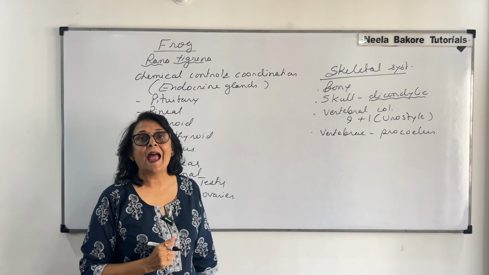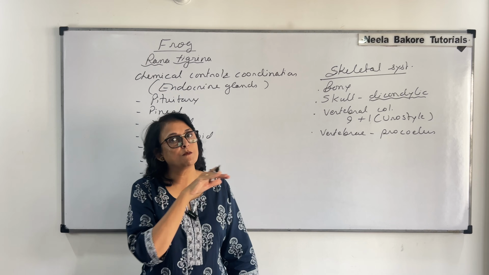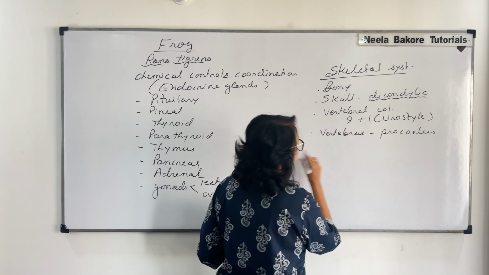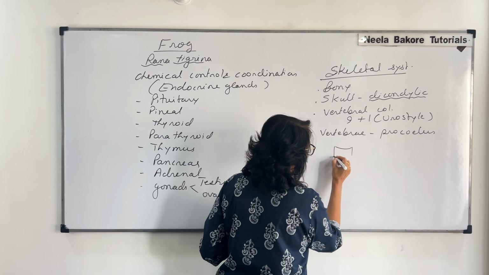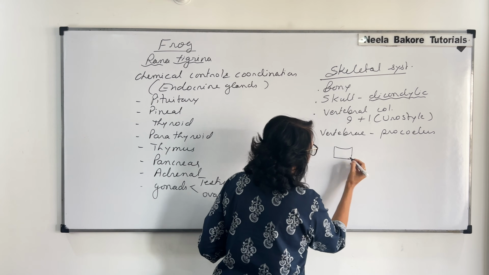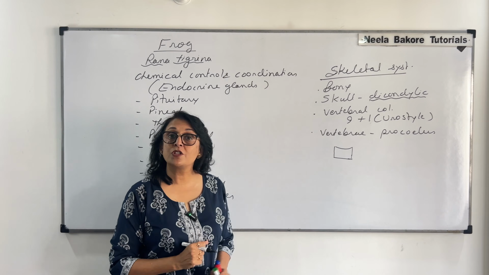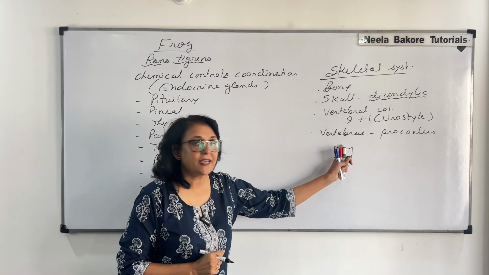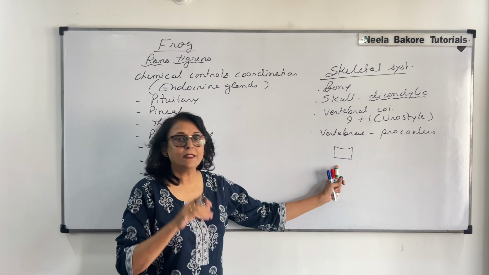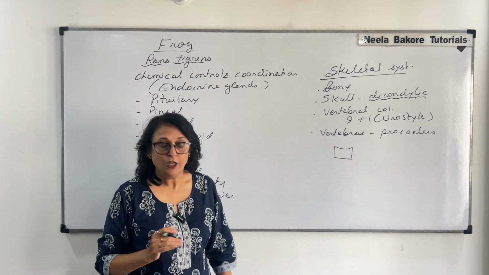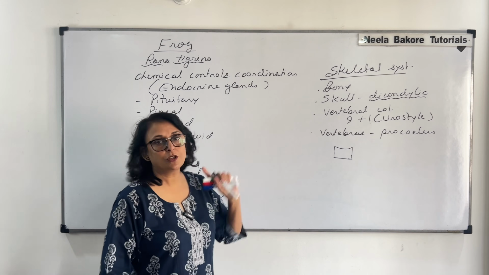Our vertebrae are amphiplatyan. That means the centrum, the upper surface and the lower surface both are flat. Whereas in this case, the vertebrae, the upper side is concave and the lower side is flat. Such type of vertebra is known as procoelous vertebra. So upper side has concave surface or concavity and the lower side is flat. So these are few things which we need to know about skeletal system.